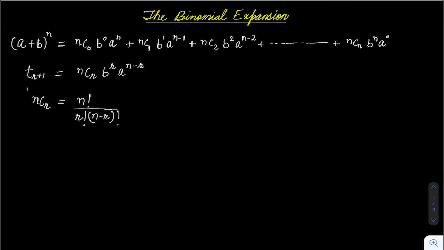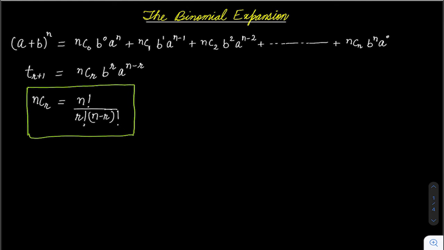First is nCr. I am assuming you know nCr. nCr is equal to n factorial over r factorial times (n minus r) factorial. If you don't know these basics, you can go to our channel and go for the basics in binomial expansion and check that video.